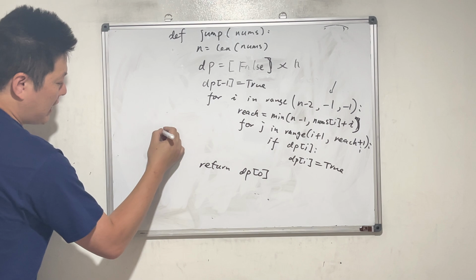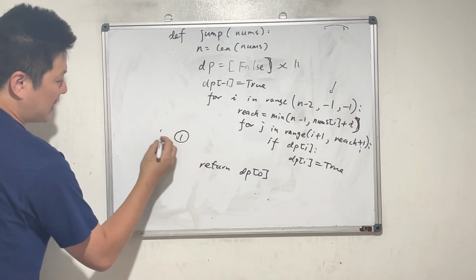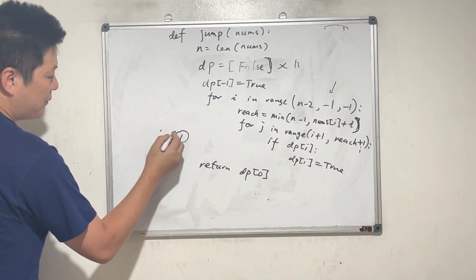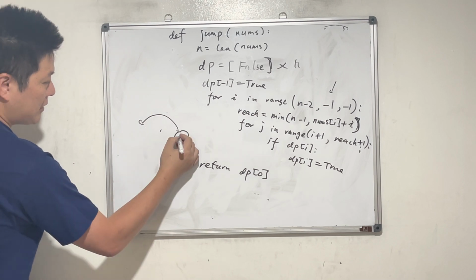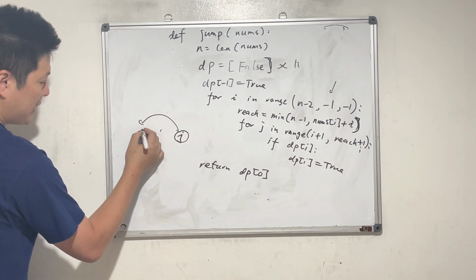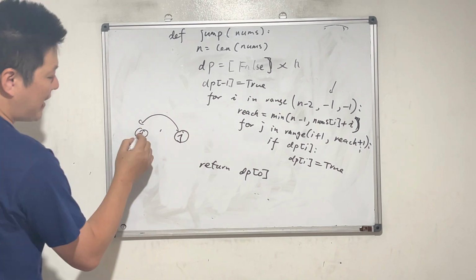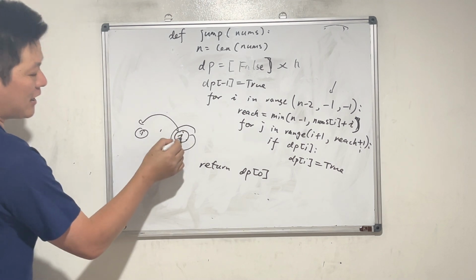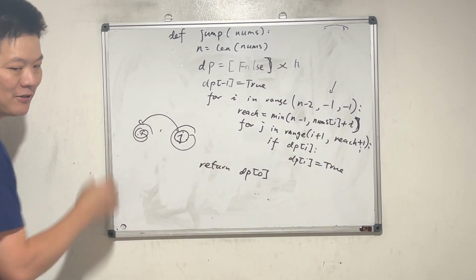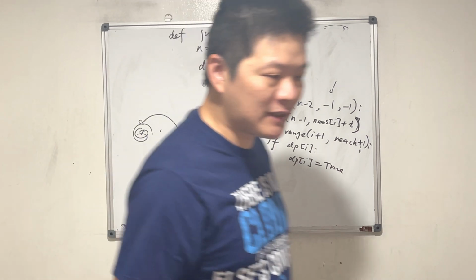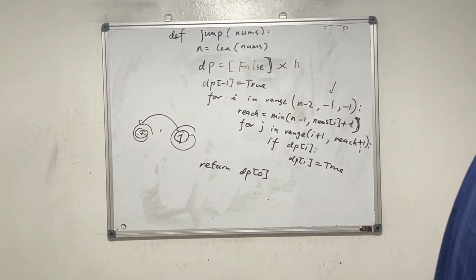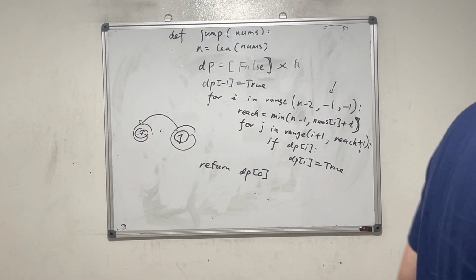Look, Eric. I'm here at this position. This is dp[j] here, dp[i] is here. I know I can jump to j. So if dp[j] can reach the end, then dp[i] also can reach the end. Am I right? Does it make sense? You sure? Does it make sense? i plus 1 to reach plus 1.